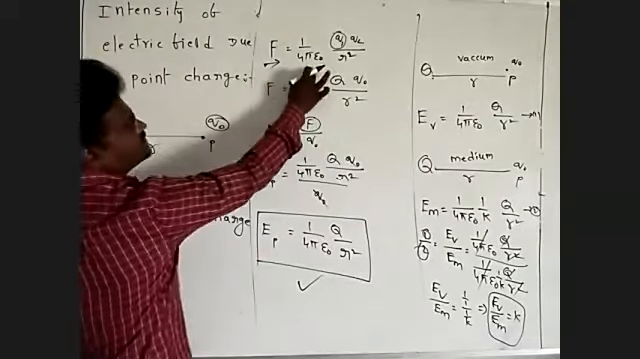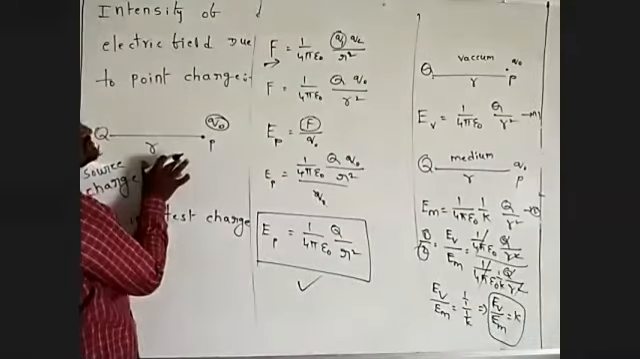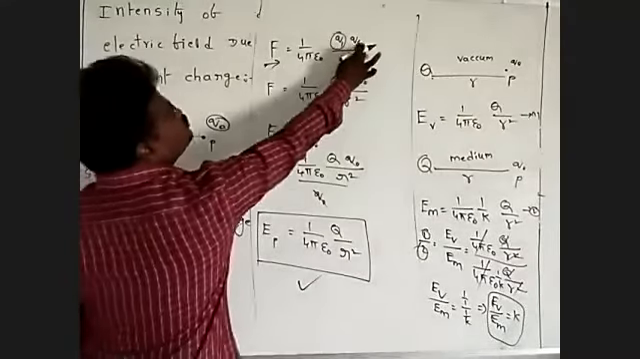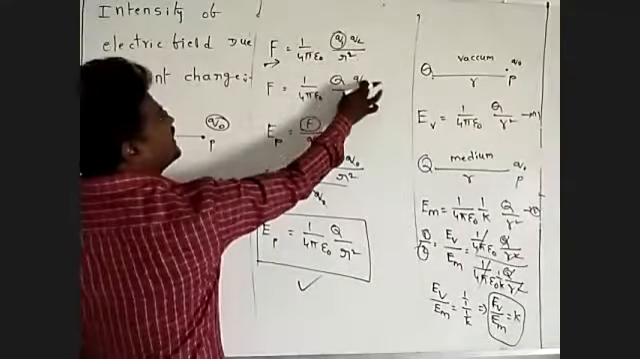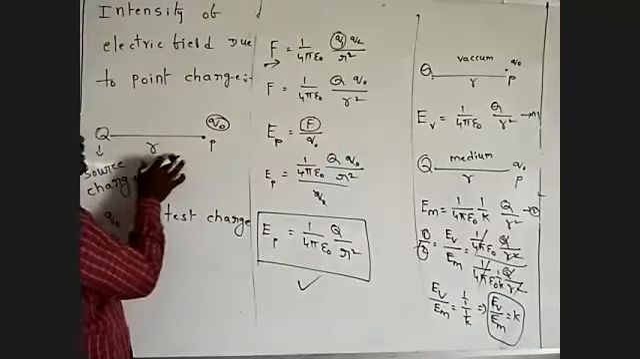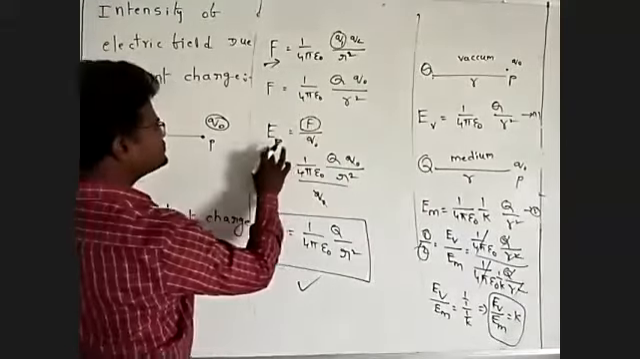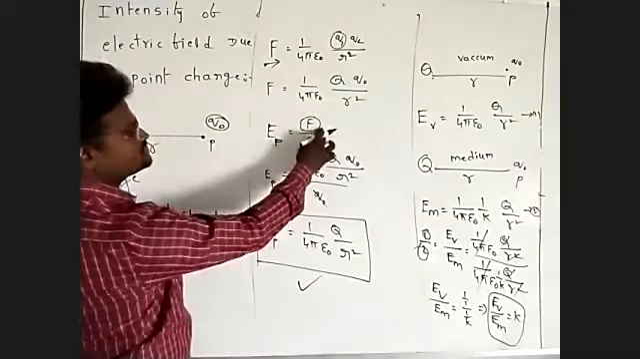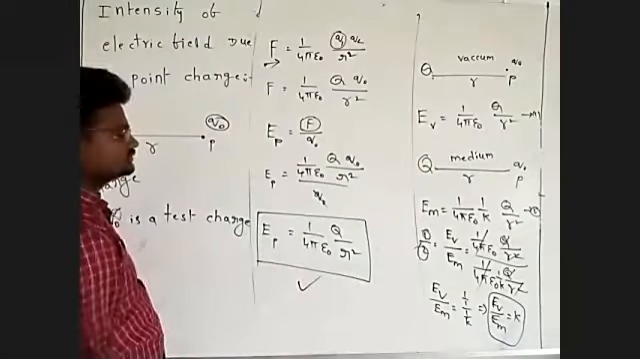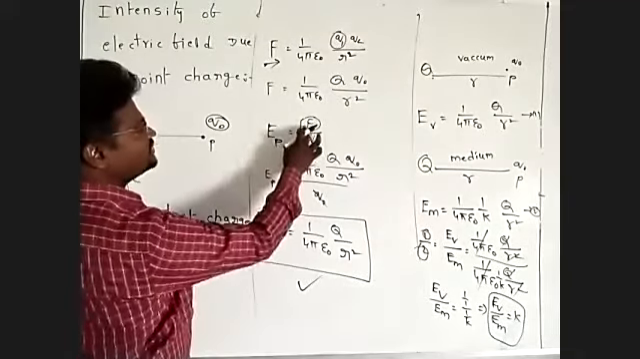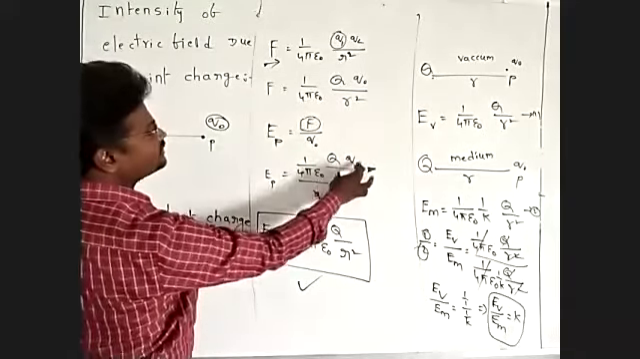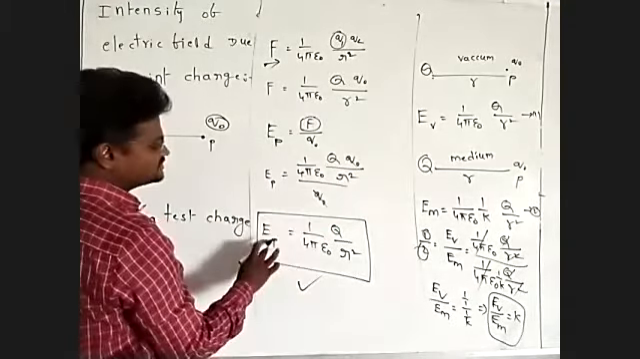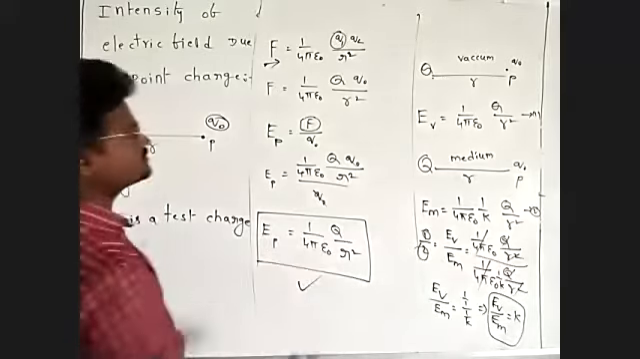F is equal to 1 by 4 pi epsilon, where this is the medium between the two charges. Q1 means capital Q, Q2 means Q naught. The distance between the two charges is R, so this is R square. We know the relation between intensity of electric field and force: E is equal to F by Q naught. F means 1 by 4 pi epsilon naught capital Q small q by R squared, divided by Q naught. Now Q naught cancels. So EP is equal to 1 by 4 pi epsilon naught Q by R squared.